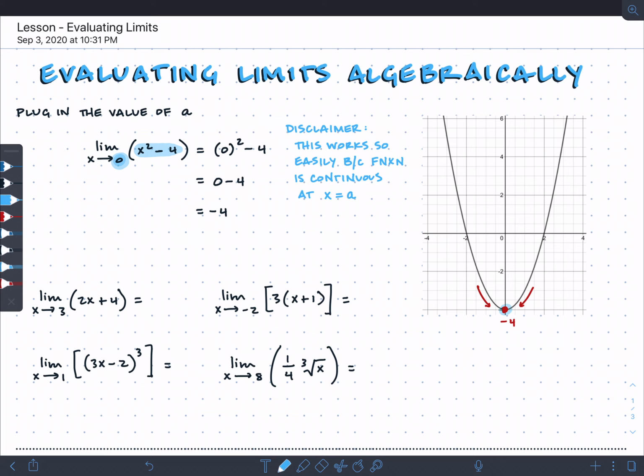So if we keep going and we say, okay, well, 2x plus 4, that's just a line. That function is continuous. That means I can just plug in 3 for x, and I have 6 plus 4 is 10. Okay, so go ahead and pause our video here for a second so you can try the other 3 as an example.